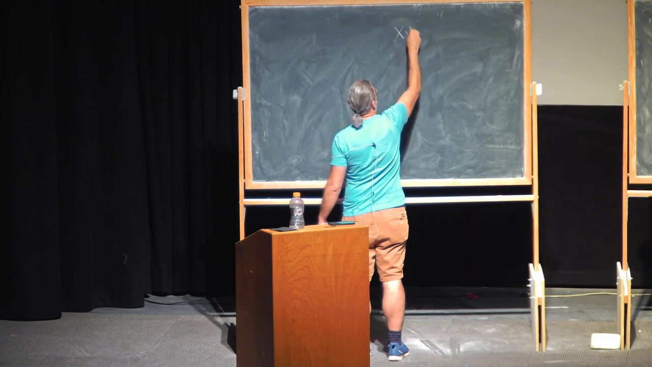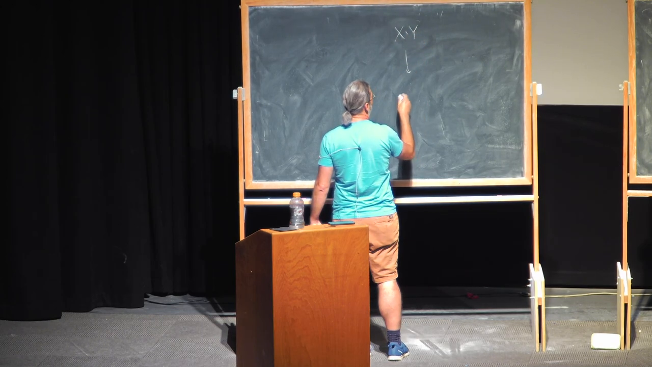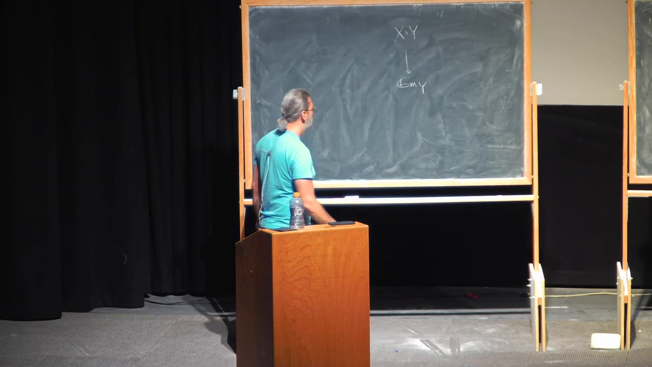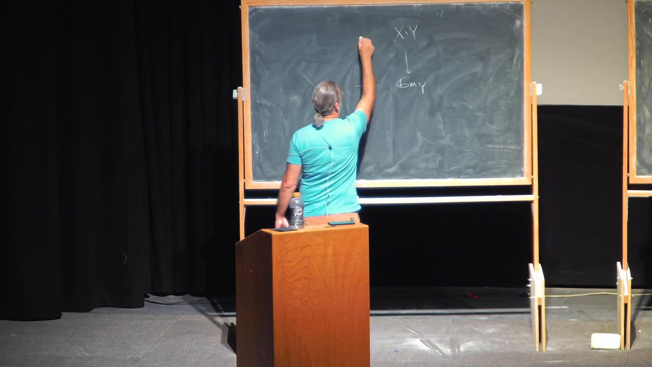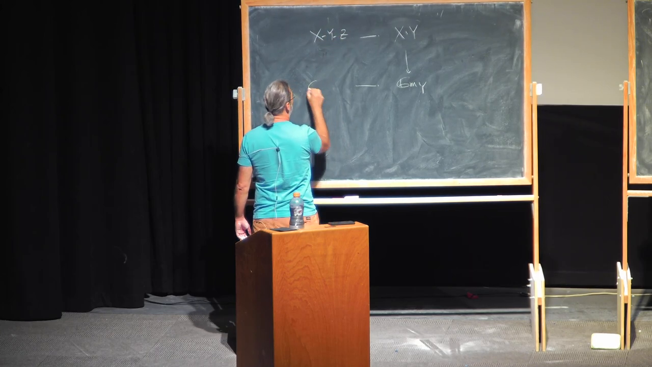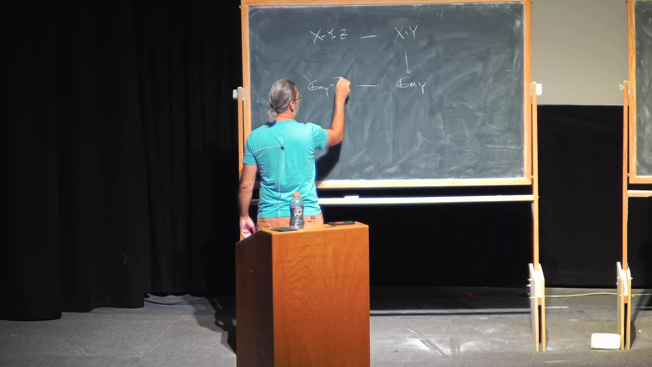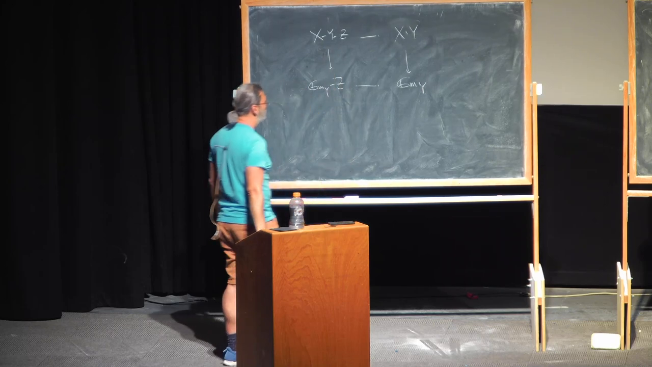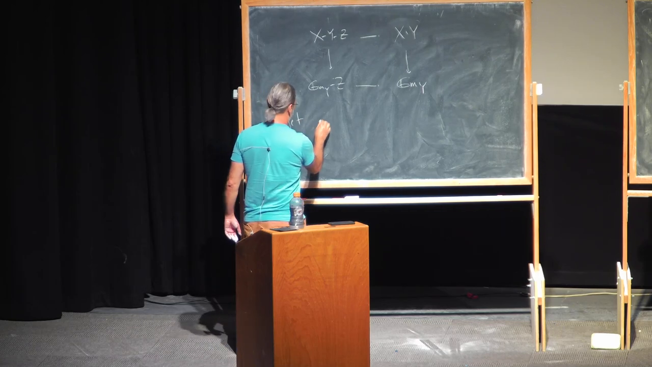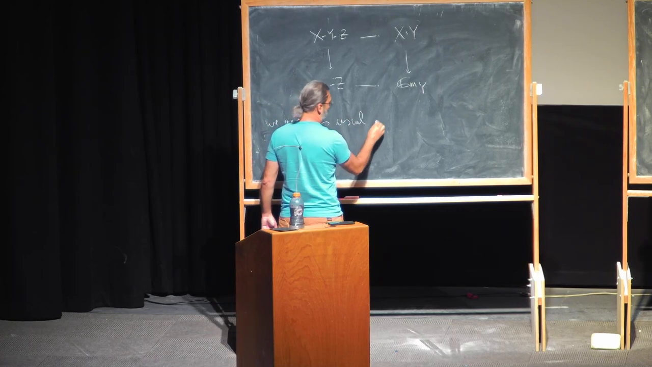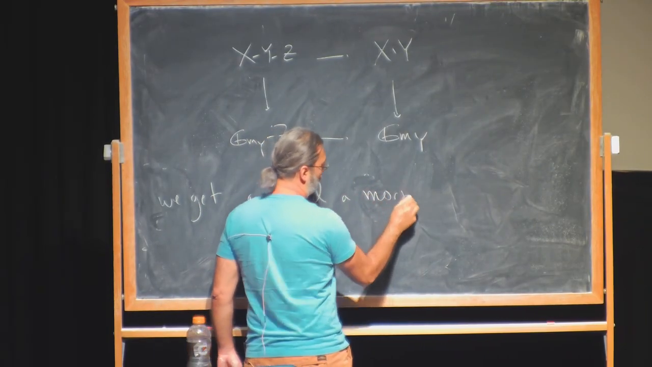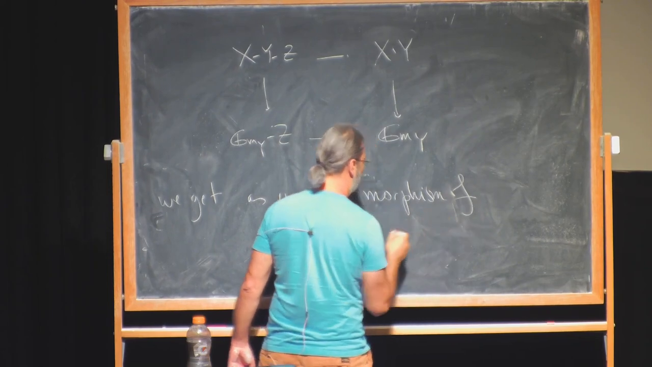So it's x minus y going to G_m y. Right? It's A^1 minus zero, G_m y. And then here we have x minus y minus z, and that's going to G_m y minus z or something like this. And this is a Nisnevich square, and so we get as usual a morphism of fiber sequences.